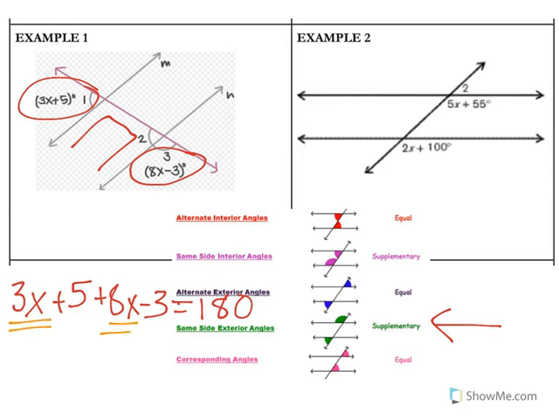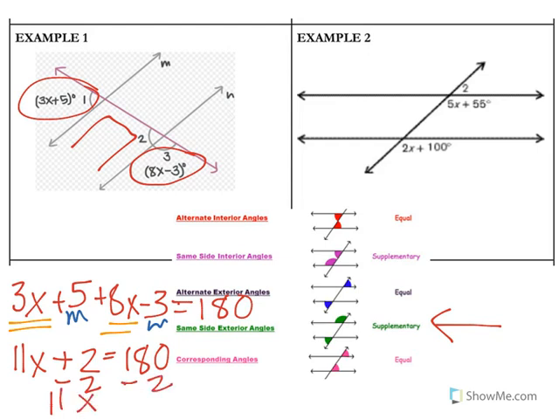Now I'm going to look for my like terms, and I see that I have some like terms. So I'd add 3x and 8x, which would be 11x. I would have 5 and then take away 3. That would give me 2, and that would leave me with 180. Now, if I take away the 2 from the 180, that leaves me with 11x equals 178. Then if I divide 178 by 11, I get a decimal. I get 16.18. So I would round that up to 16.2.